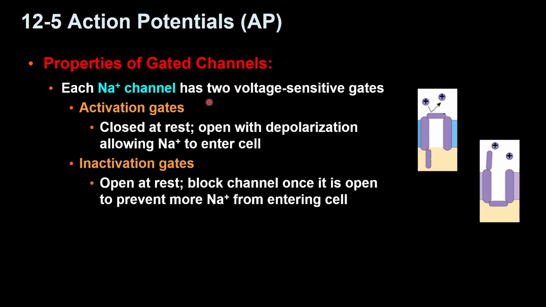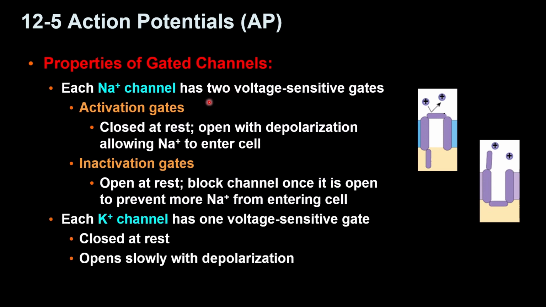So this was the sodium channel, okay? Now the potassium channel. The potassium channel has only one voltage sensitive gate. And normally it is closed and it slowly opens up. The gated channels, as I said before, they require ATP. They are closed normally at rest. The leaky channels do not require ATP and they are normally open.